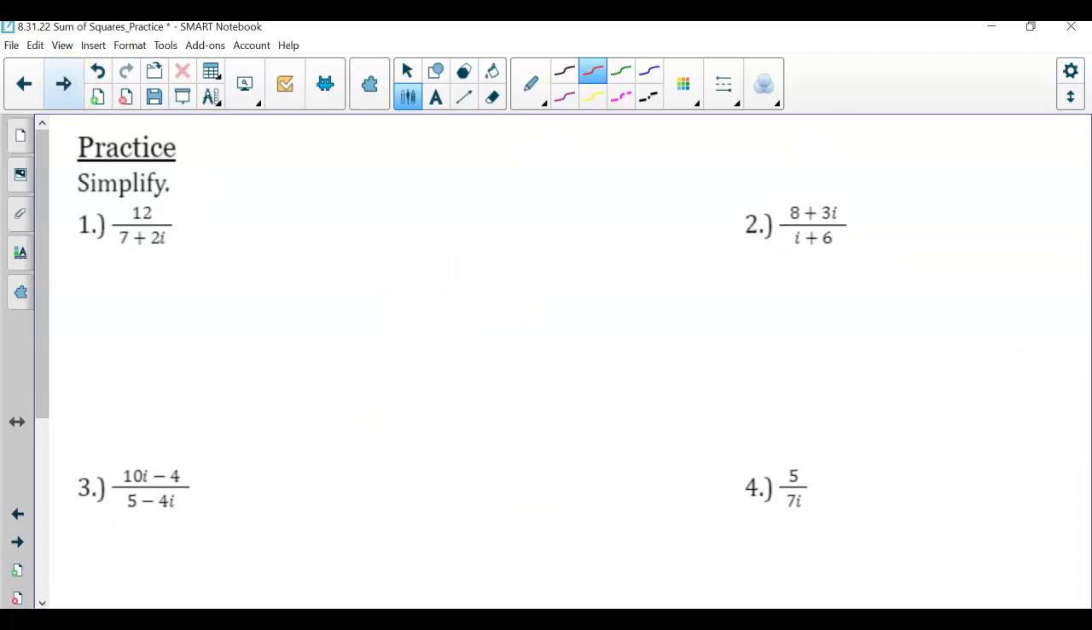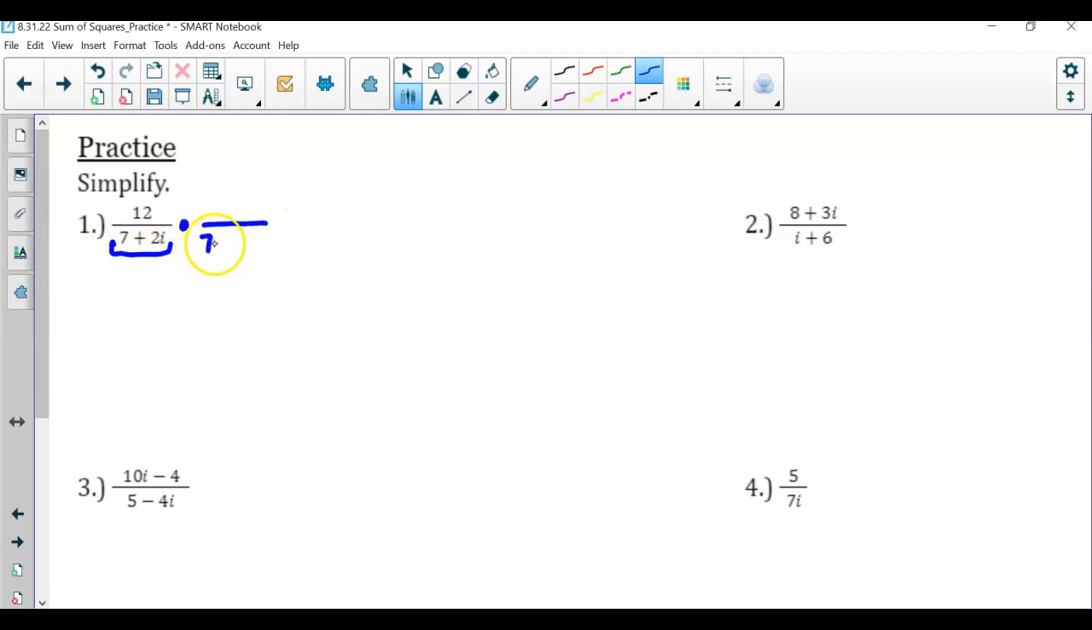Now, this is just some practice and review on what we did previously with dividing. So go ahead and pause the video, try these 4 practice problems, and then we'll go through these. And now let's go through these 4 practice problems on dividing complex numbers. Remember, you can't have i in the denominator, so that's why we always use the conjugate of the denominator to multiply both the numerator and denominator.